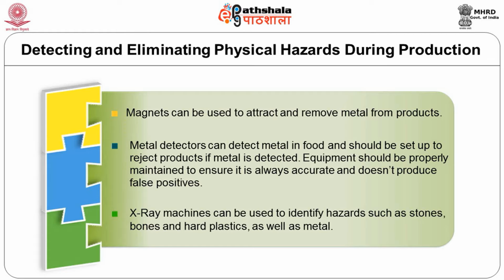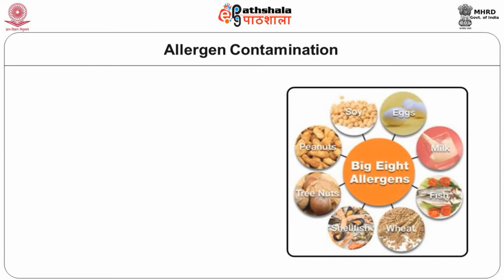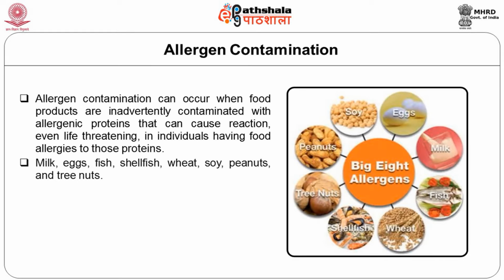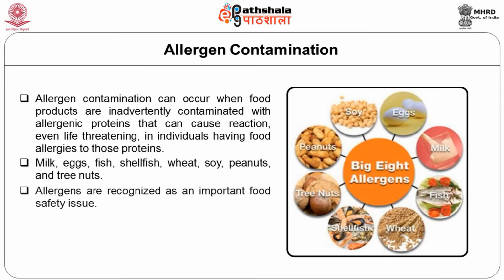Next, we have to discuss allergen contamination. Allergen contamination can occur when food products are inadvertently contaminated with allergenic proteins or with foods that contain allergens that can cause reactions, sometimes life-threatening, in individuals having specific food allergies or intolerance towards these proteins. Some of the most common food allergens are milk, eggs, fish, shellfish, wheat, soy, peanut, and tree nuts.